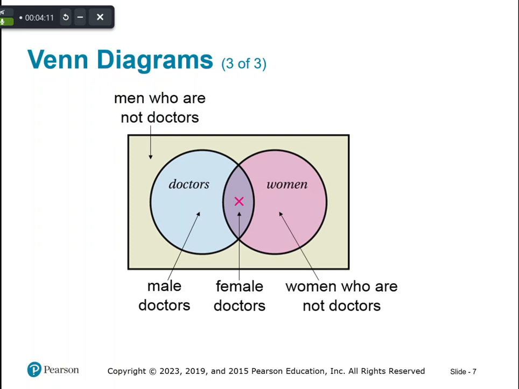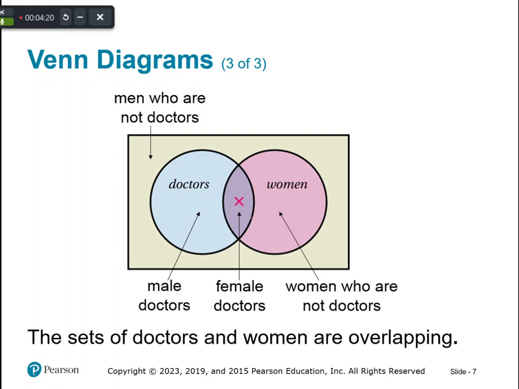In our third Venn diagram, we have a set of doctors and we have a set of women. And since there are women doctors, there's overlap. The set of doctors and women are overlapping. So the blue circle is doctors. Everything outside of the blue circle is not doctors. The pink circle is women. Everything outside of the pink circle is not women. So in the yellowy, tannish area here, we have men who are not doctors.